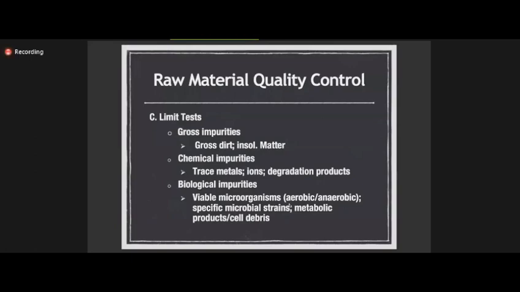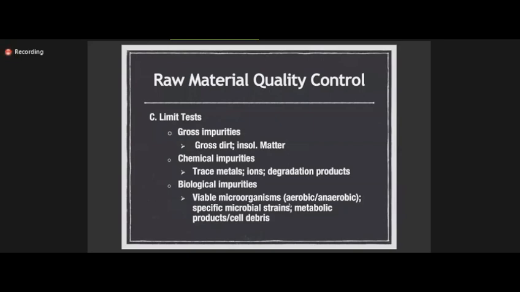Sige. Next, we have identification. And third, we have your limit tests. Limit test is for your impurities. We have different types of impurities: chemical and biological. Pag sinabi nating gross, malaki, visible, nakikita natin. For example, yung mga buhok, yung mga may dumi, may alikabok sa pagkain, may langaw. That is your gross impurities.